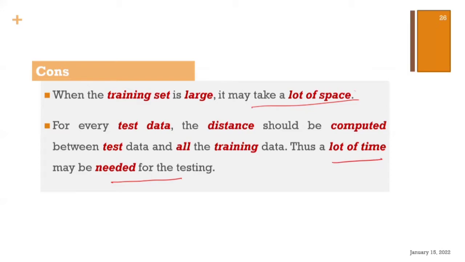Apart from taking a lot of space, your system will run out of memory. At the same time, you need a lot of time to do the computation, especially if the number of samples you want to test, to check the classes they belong to, is large. Then you're going to spend a lot of time computing the distances repeatedly. So these are the pros and cons of k-nearest neighbor.